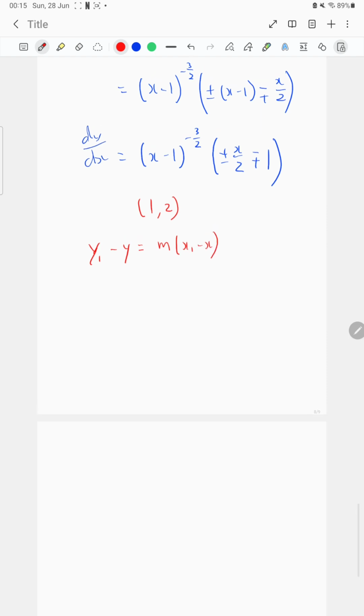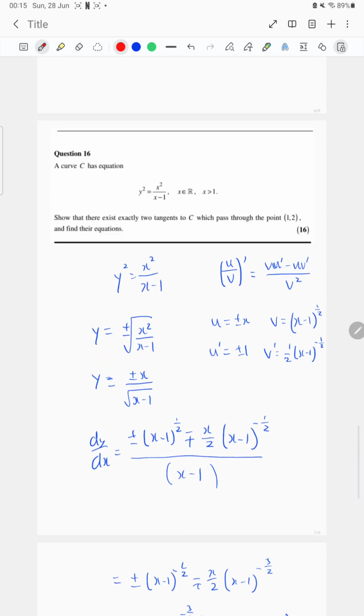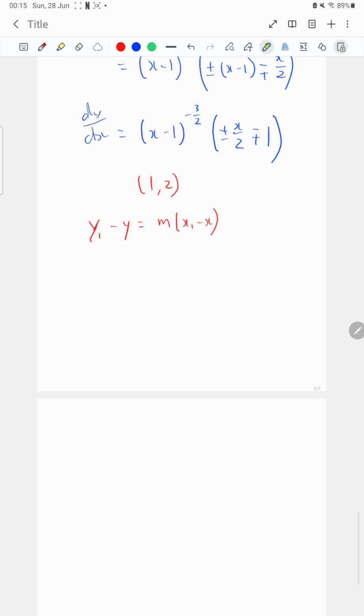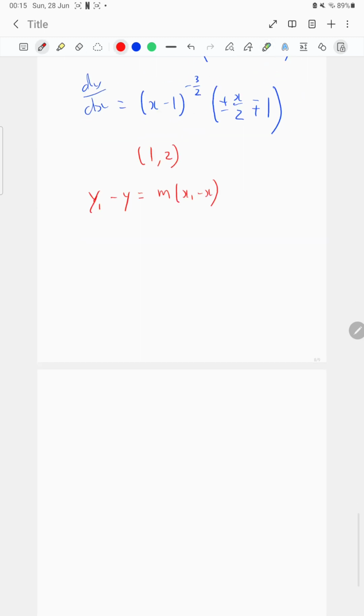Okay, and we know y equals plus or minus x over the square root of x minus 1. So let's write it down. y1 minus plus or minus x over the square root of x minus 1 equals, what is m? m is just dy over dx because it is a tangent. So let's write it down. Negative 3 over 2 times plus or minus x over 2 minus plus 1.